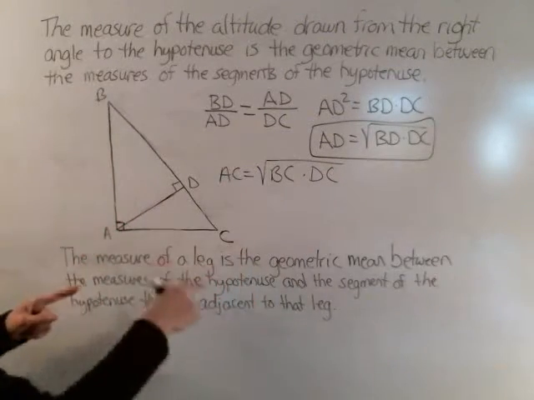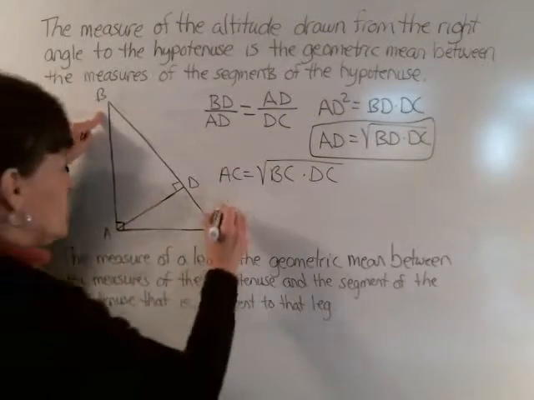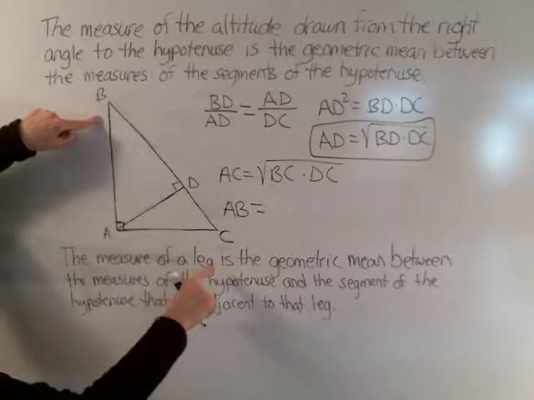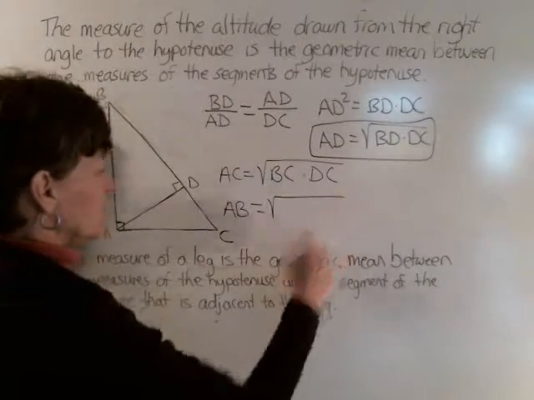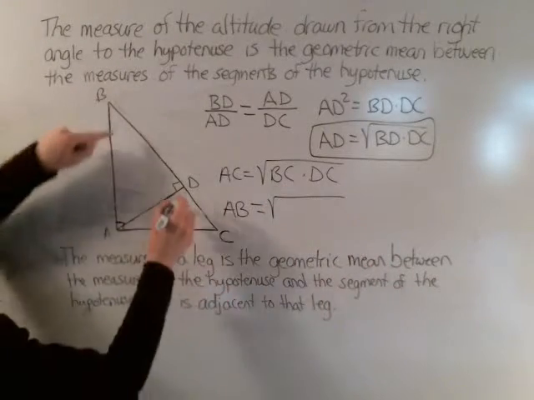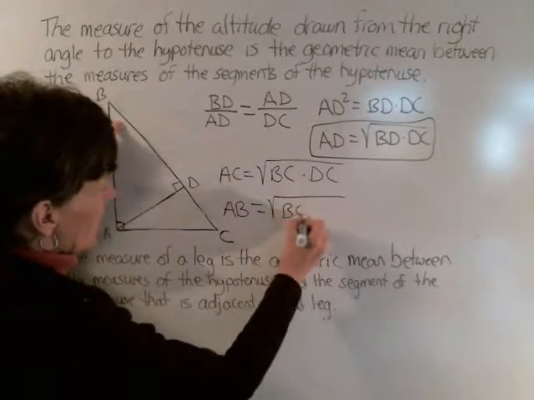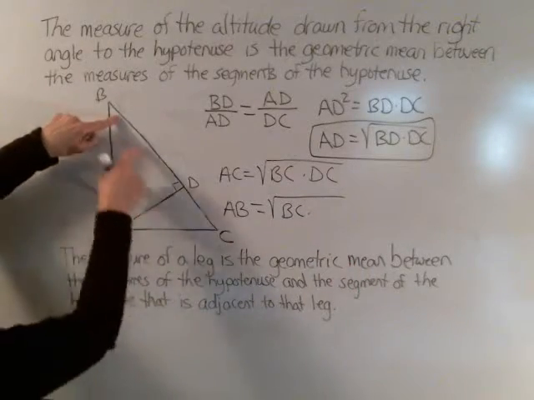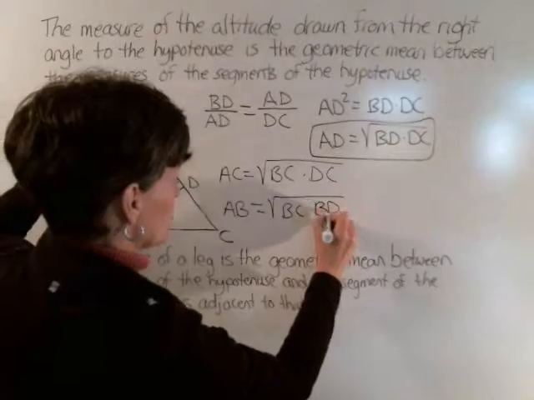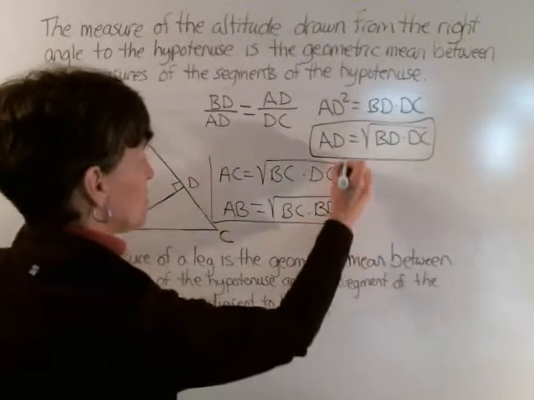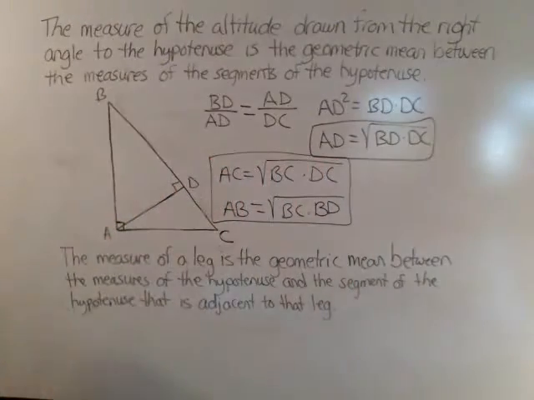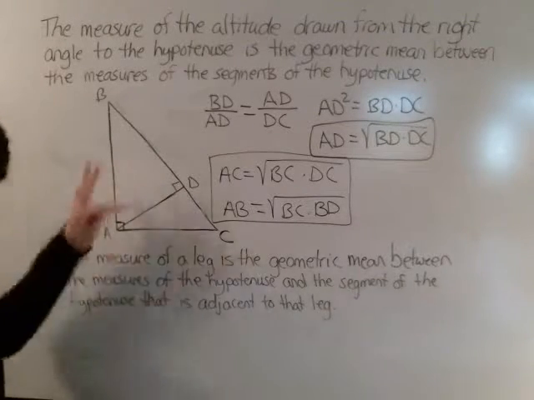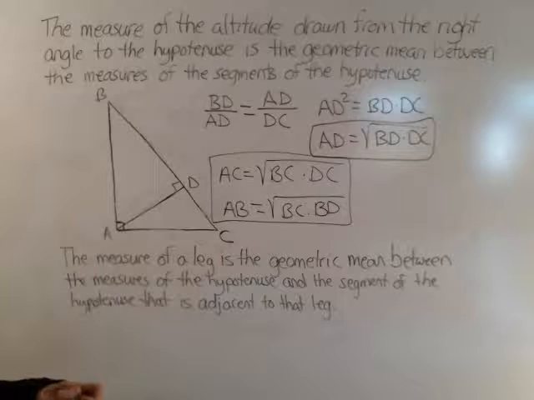If I write this theorem illustrating using AB as my leg, then AB is the geometric mean between the hypotenuse, which is BC, and the segment of the hypotenuse adjacent to AB, but that's BD. So these are my geometric mean equations for this right triangle, three right triangle combination that's labeled this way.